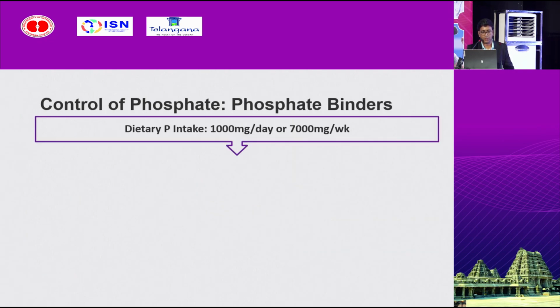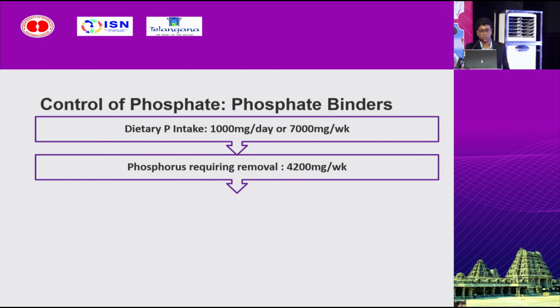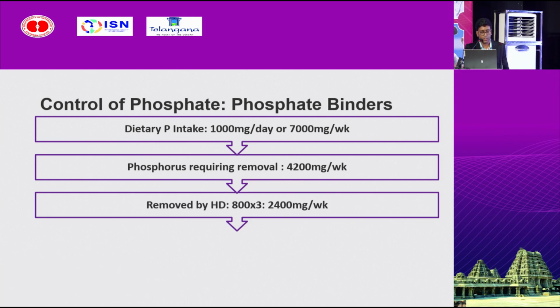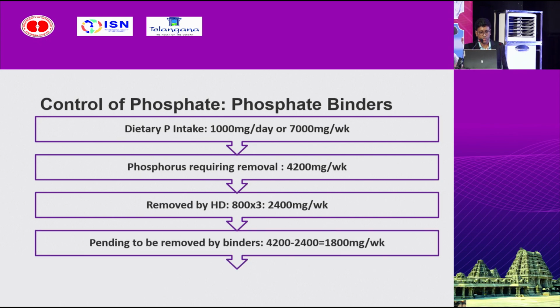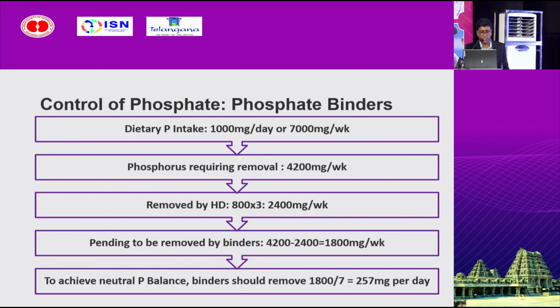So coming to phosphate binders, we know the dietary phosphate intake, if we calculate 1000 milligram per day, it will be 7000 milligram per week, of which 4200 milligram per week will be absorbed. And if the patient is on hemodialysis, 800 milligram per session will be removed, which is 2400 milligram per week. So still the positive balance will be 1800 milligram per week, and it needs to be removed over a period of 7 days. So with the help of binders, at least 257 milligram per day needs to be removed.